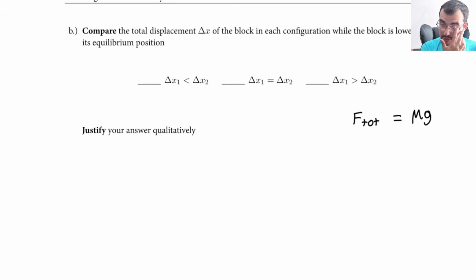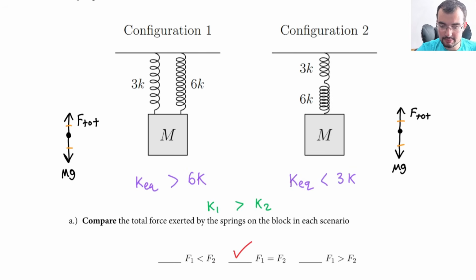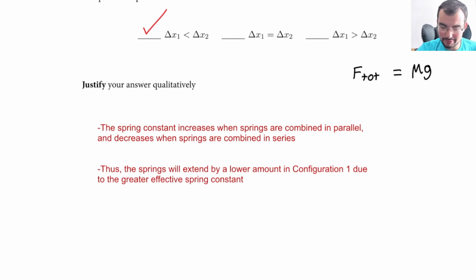And we also know that force is being supplied by springs. So what is the extension? Well, the spring constant is larger for configuration 1, so we don't have to extend as far, right? If we have a really weak, really stretchy spring for K2, this is a much more stretchy configuration because it's a weaker spring constant. You've got to go further for the same force, right? Spring constant increases in parallel, decreases in series.